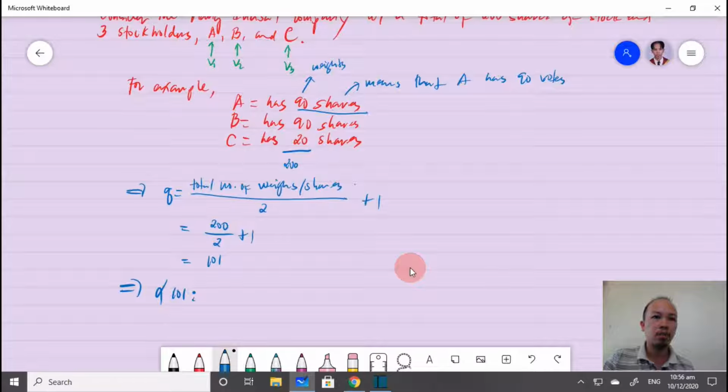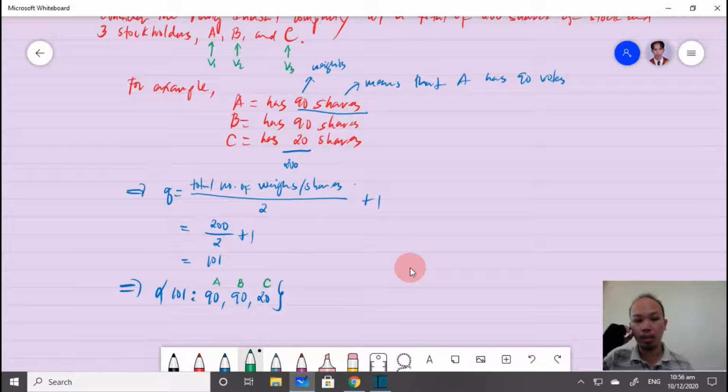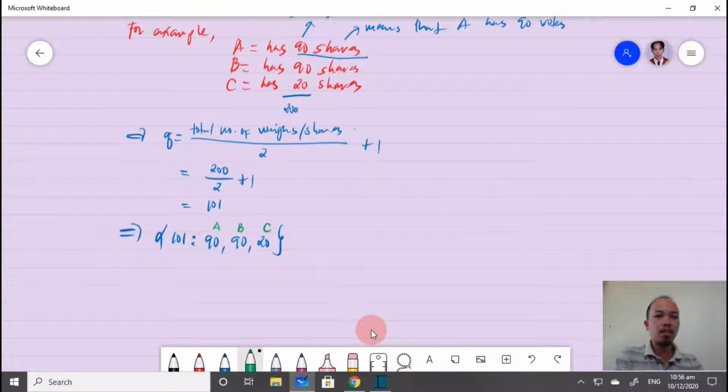We have 90, 90, and 20, okay. So this is for A, this is for B, and this is for C. Do not rearrange that one. So what does this mean?